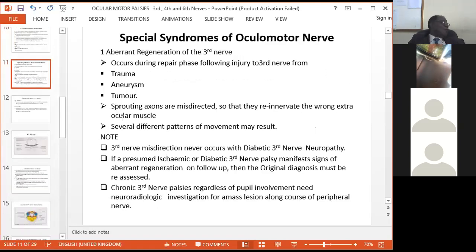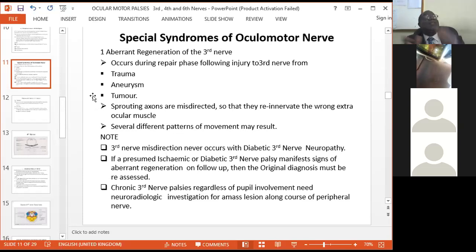Special syndromes of oculomotor nerve. Aberrant regeneration of the third nerve occurs during repair phase following injury to third nerve from trauma. So if someone has got trauma, you treat it as trauma. But you will notice later on, the movement of the eyeballs are not consistent with what we're talking about here. That's the aberrant regeneration.